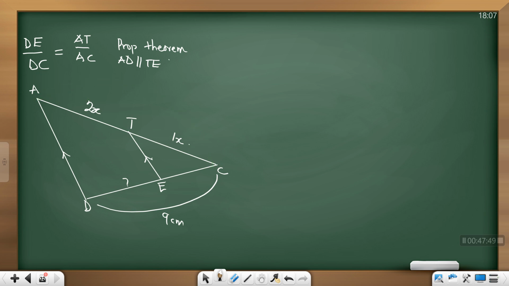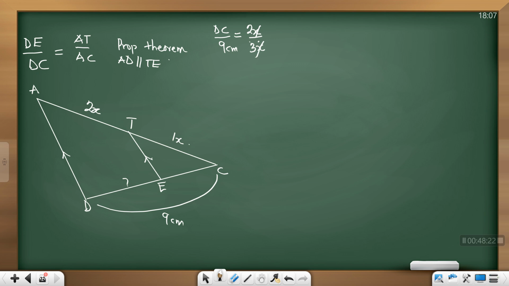The movement is important. Do I know DE? Nope. Do I know DC? Yes. What is DC? 9 centimeters. 9 centimeters over what? What is AC? Over what? You notice the x's would cancel. Let me leave centimeters here for you to see. Nothing is cancelling the centimeters, right? Let's cross multiply. No, sorry, over 3. It should be over 3x.